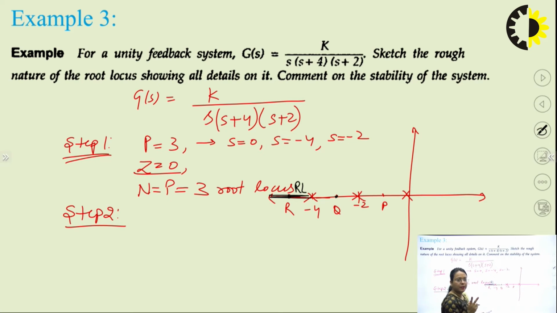Okay, that means which is an even number. So in this region, root locus will not lie. I can write it as NRL, not root locus. Not root locus will not lie in between -2 and -4. And if I take point P and look towards the right, then I have only one pole, which is an odd number. So here also root locus lies.